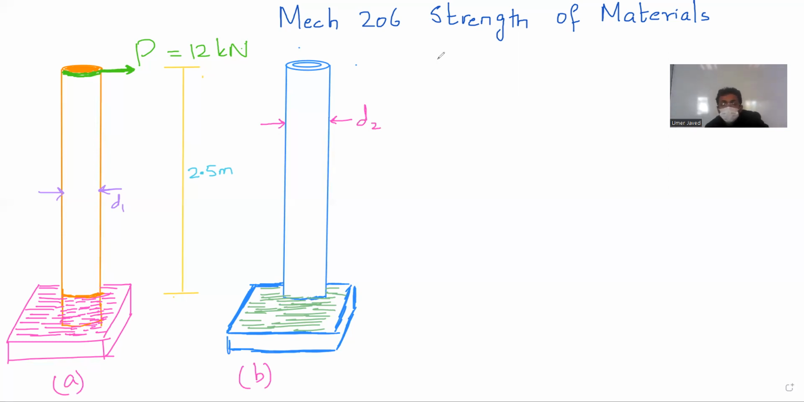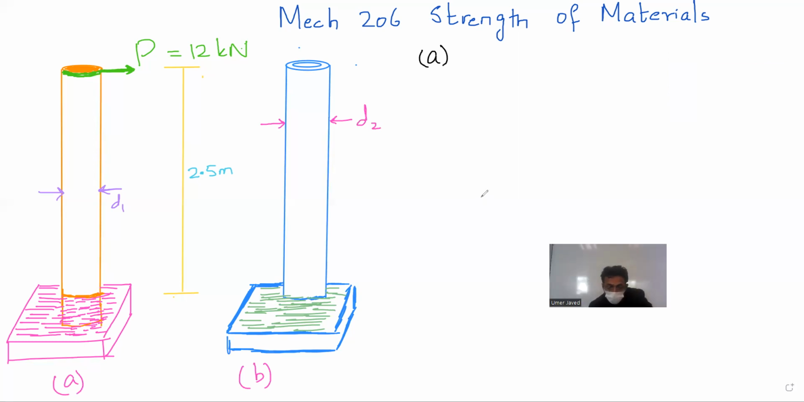I can just put the part A of the question as: what is the minimum required diameter D1? Minimum D1 of the wood post. We are talking about part A. Forget about part B. If the allowable bending stress in the wood is 15 megapascals, boom.